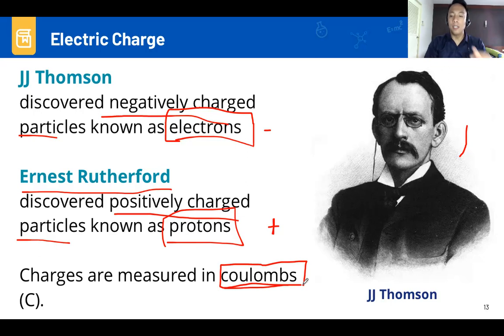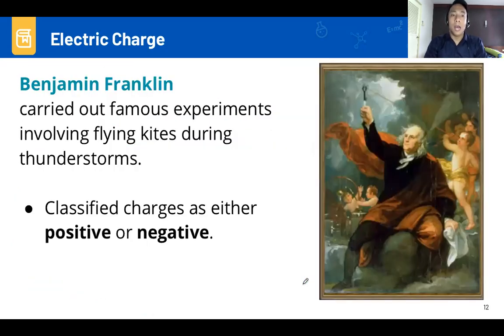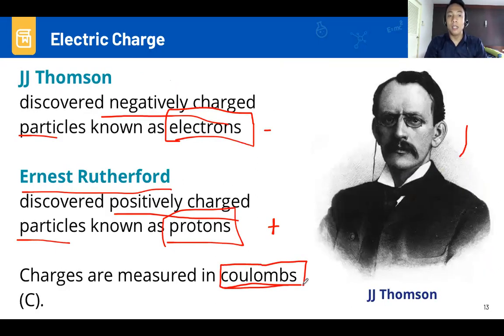Again, for this slide, we have the second and the third one. Explain kung sino yung mga scientists na naka-discover ng electric charge. The first one is Benjamin Franklin, and he noticed that there are two classifications of charges, the positive and negative, using a flying kite during thunderstorms, during bagyo. Then J.J. Thomson and Ernest Rutherford named and discovered the charges. J.J. Thomson named the negatively charged particles electrons, and Ernest Rutherford, for positively charged, named it protons. Negative electrons, positive protons.